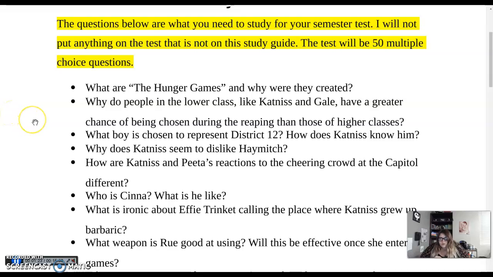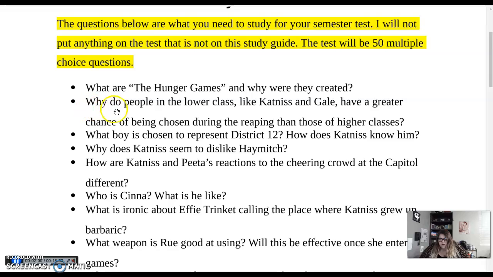So what are the Hunger Games and why were they created? Remember, it's a fight to the death, and the Capitol will take one man and one woman from each of the 12 districts. And the reason they do this, the why were they created part, is to keep people from rebelling. It's to keep them weak and sort of control them, basically. So that's a pretty simple answer. It's just a way of the Capitol controlling the people and keeping them from rebelling and creating an uprising.